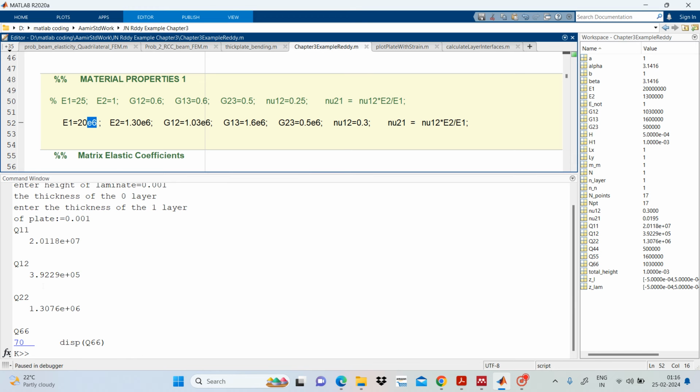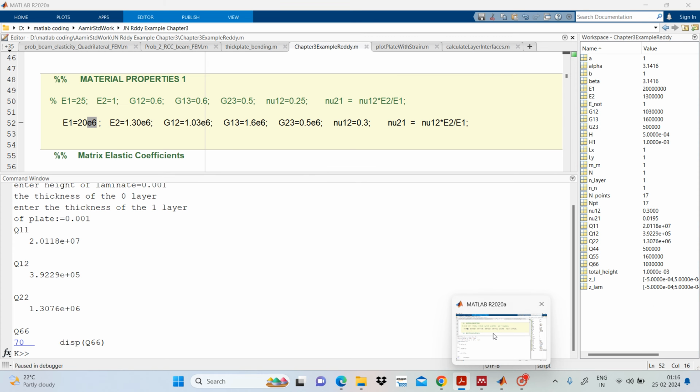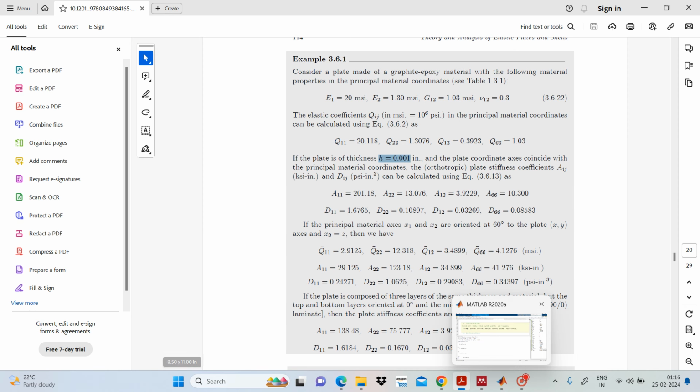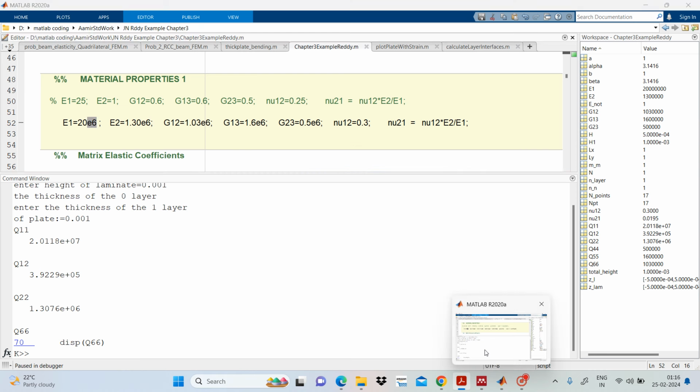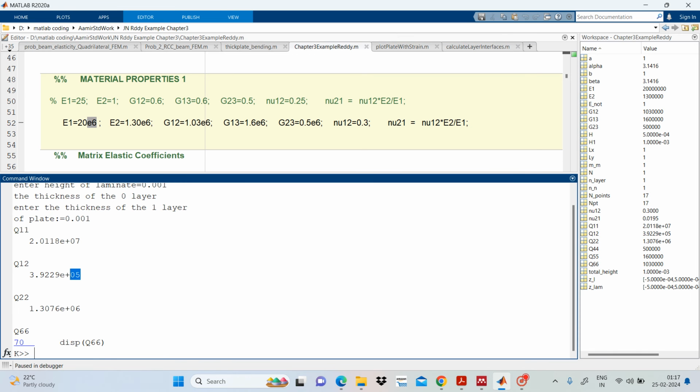Similarly, Q12 is 3.922. So we will see it in the book also. Q22 is 1.30. Okay, so we can also see from here. Then Q12 is 0.3923, that is 3.29 into 10 to the power 5. So 0.392. Okay, so we are getting the values of Q11, Q12 and all.